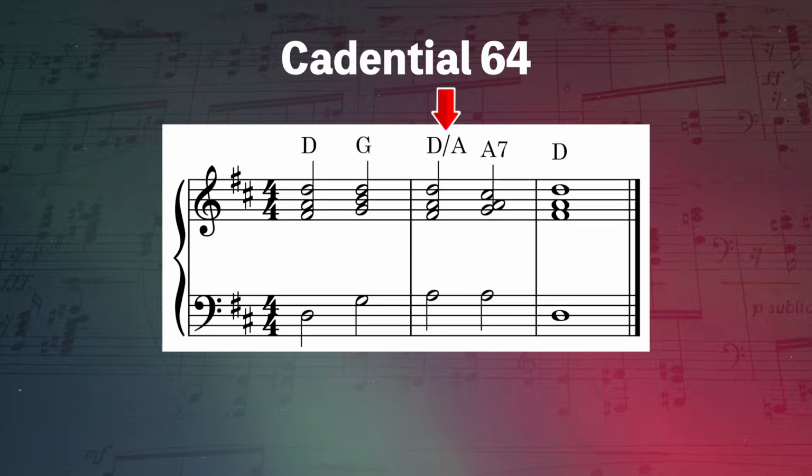The other way you'll usually use a second inversion chord is as a cadential 6/4. This is a way to decorate the cadence and emphasize the 5 chord before resolving back to 1. So you use 1 in second inversion. For example, if we're in the key of D and our cadence is A to D, we can back that up with D over A, D.